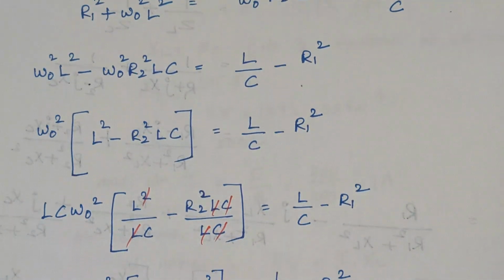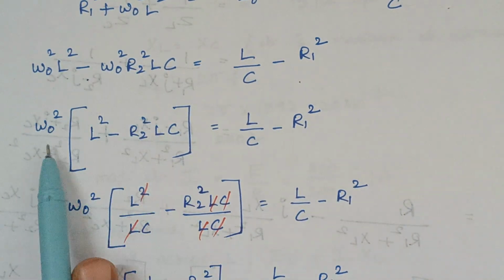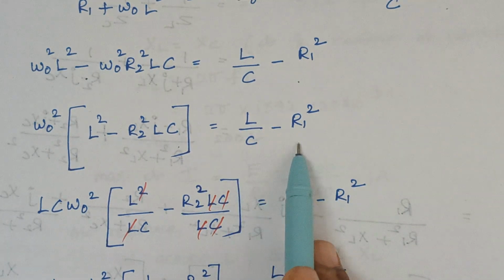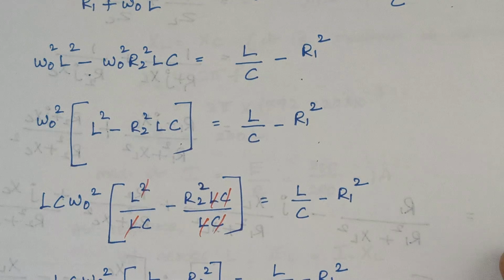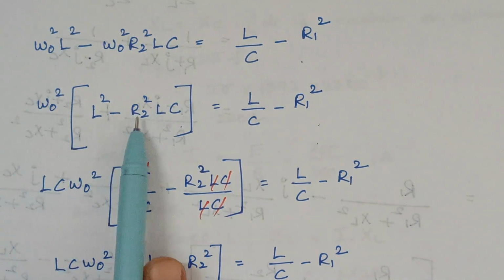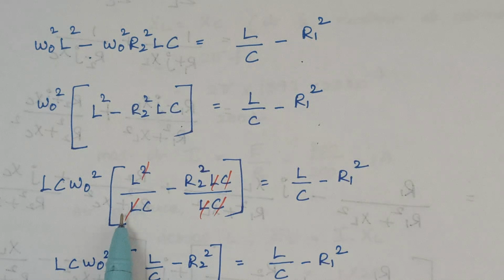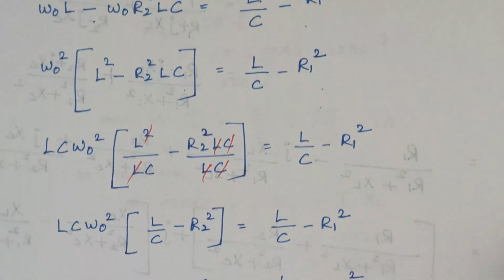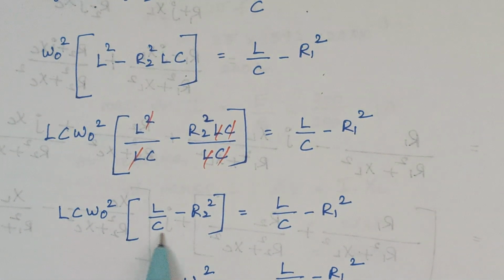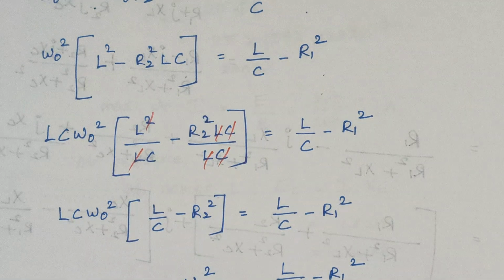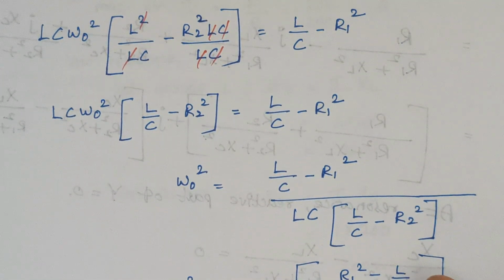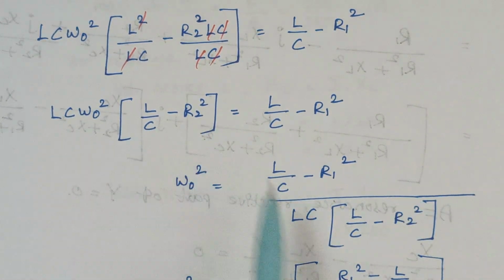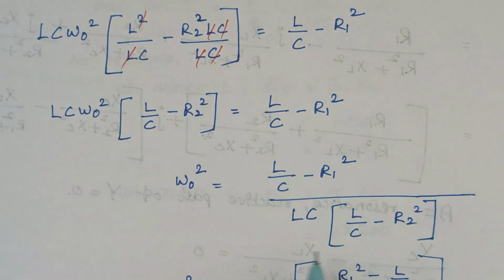So in the next step again you see omega naught square is taken outside. Right. And the remaining terms are here, which is equal to L by C minus R1 square. And here I am multiplying and dividing this term with LC. Right. So when you do this, you see what happens. Here we are having an expression like this. Again when you rearrange the expression, we will be getting omega naught square is equal to L by C minus R1 square divided by this term. Okay. This LC into this part. So this is written here.